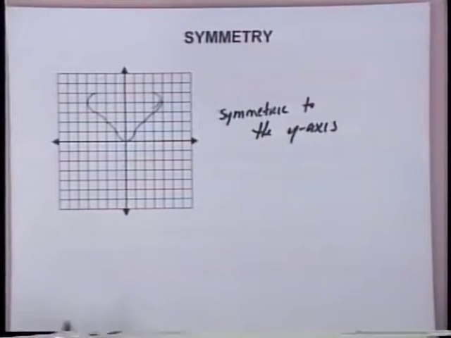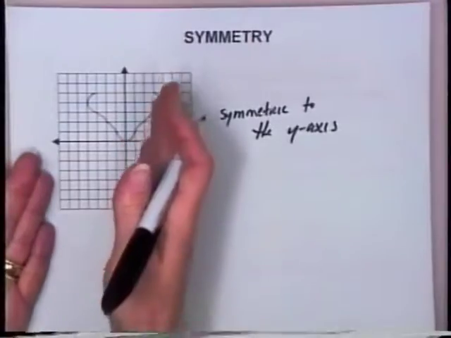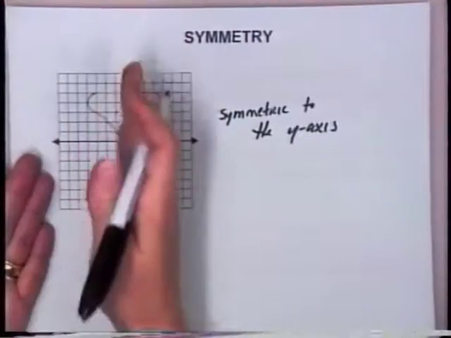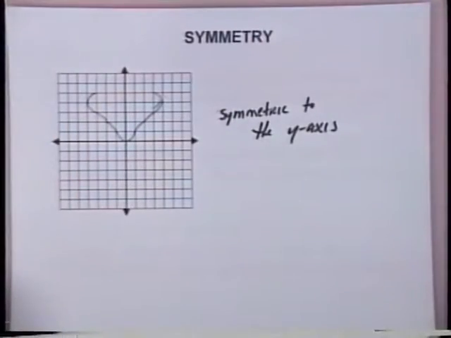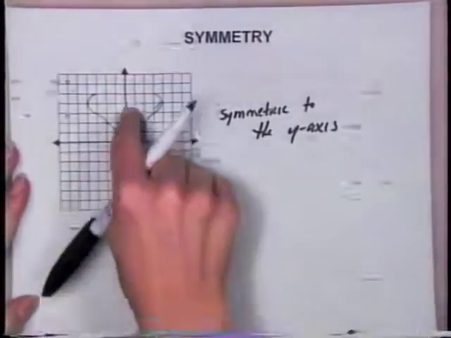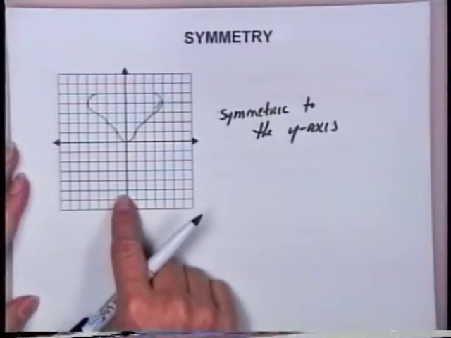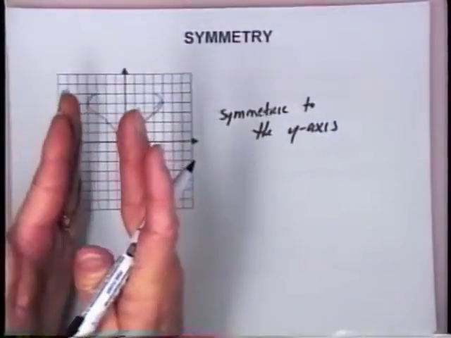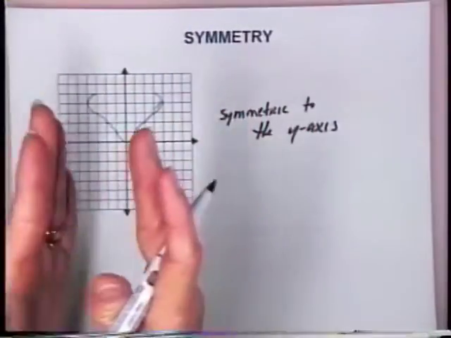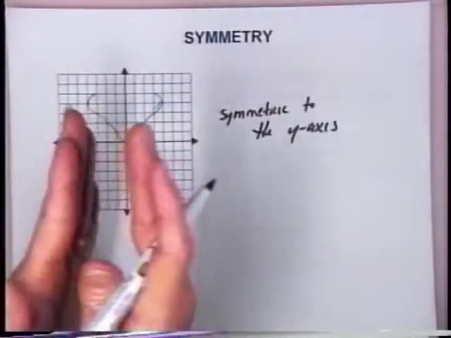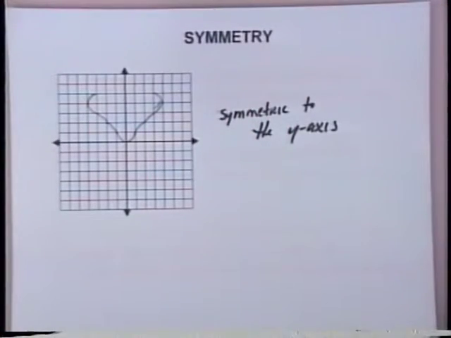That just means two things. The right-hand side is a mirror image of the left-hand side with that y-axis as a dividing point. We would refer to the y-axis as the axis of symmetry. You can also picture, if you were to fold your paper on the y-axis, that the two halves of your graph would coincide. That means one would be right on top of the other. But we can actually picture that symmetry.